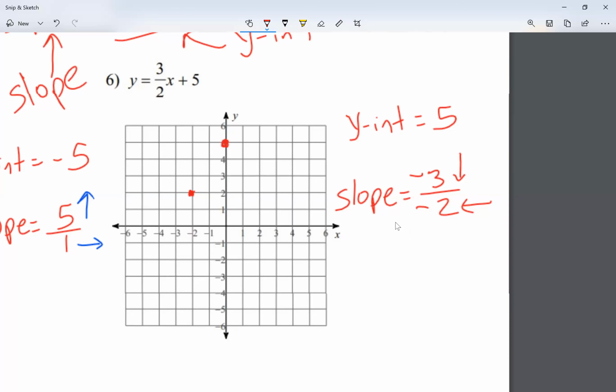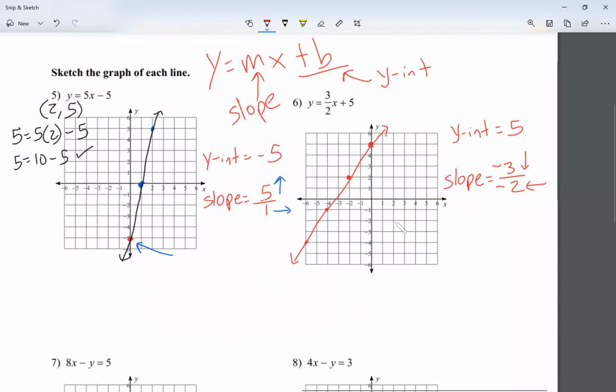I can do it again. Let me go down 3, 2 to the left. Let me go down 3, 2 to the left. So I have a very good idea how this line looks. Let me draw a line that goes through the points. Okay, so having it in slope-intercept form, it's easy, right?